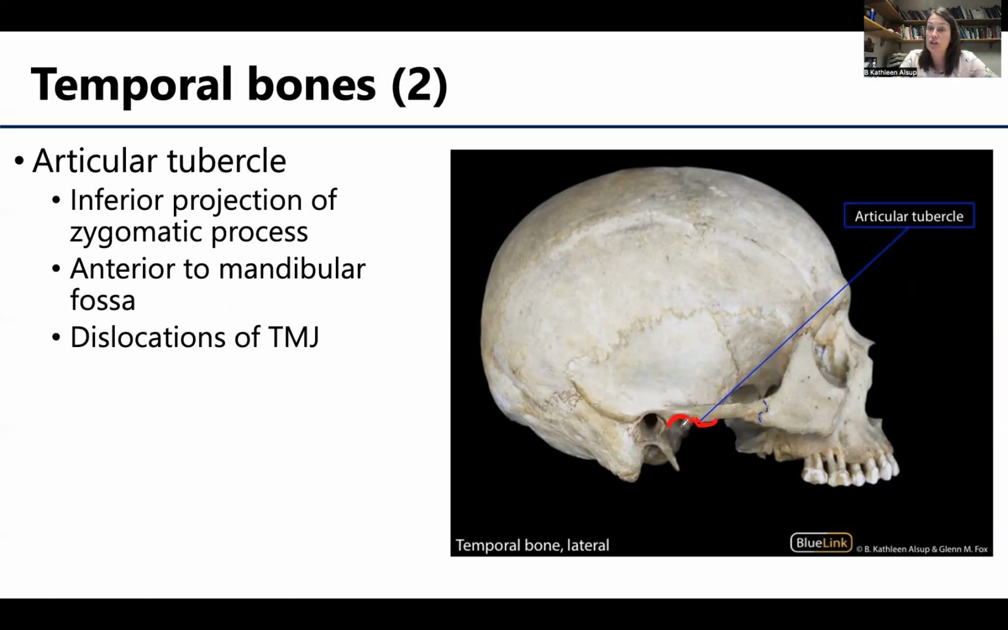So in dislocations of the temporomandibular joint, often you will see the mandible portion, which would sit kind of right up in this region, moving anterior to this articular tubercle. So generally, this articular tubercle will stop that mandibular condyle from moving too anteriorly. But in a dislocation, generally, it will kind of pop out in front of that articular tubercle.